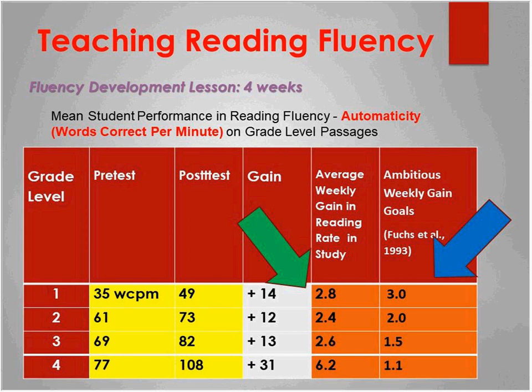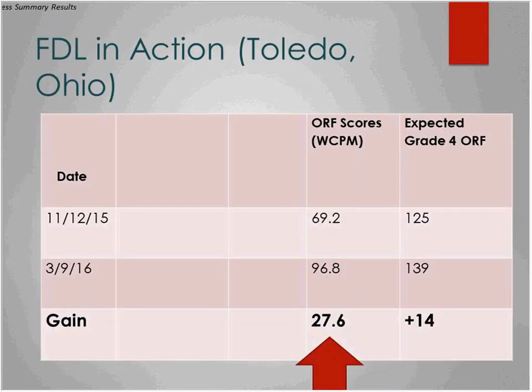This is what research by some folks at Vanderbilt University said should be an ambitious gain, to get kids to read, to see accelerated progress. And what we see here is that at every grade level, second grade, third grade, and fourth grade, we exceeded the ambitious goals set by the Vanderbilt folks. First graders were slightly below the ambitious gain there. Again, amazing, isn't it? And we saw gains in comprehension as well. Another in Toledo, Ohio.